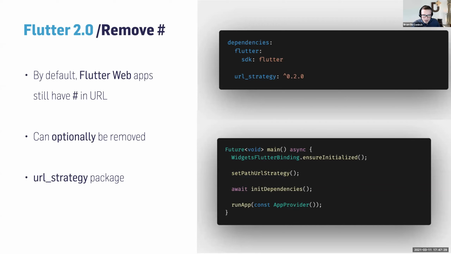And then before you call runApp, you have to call the function setPathUrlStrategy. So what this will do is just remove the hashtag from the URL. You don't have to do any special checks to see if you're running the app on web or not. If you're running it on Android or iOS or macOS, for example, that function will just be ignored. But yeah, this is probably the easiest way to get rid of that hashtag.